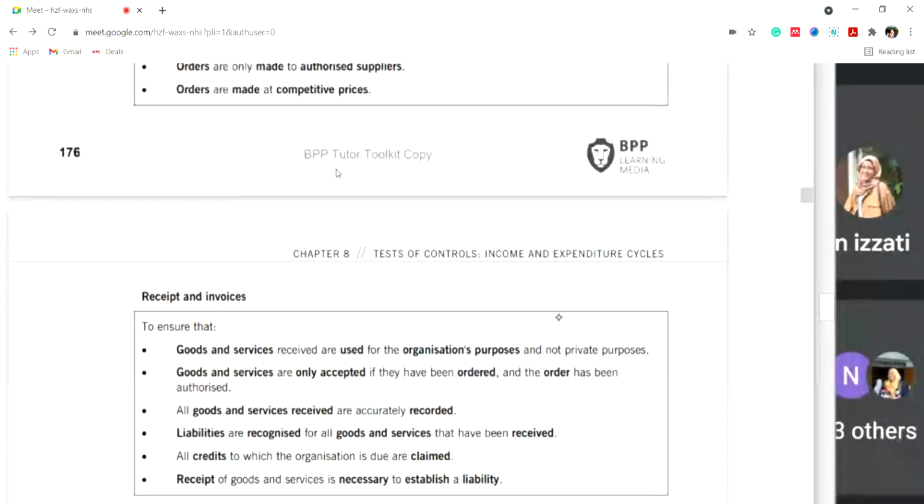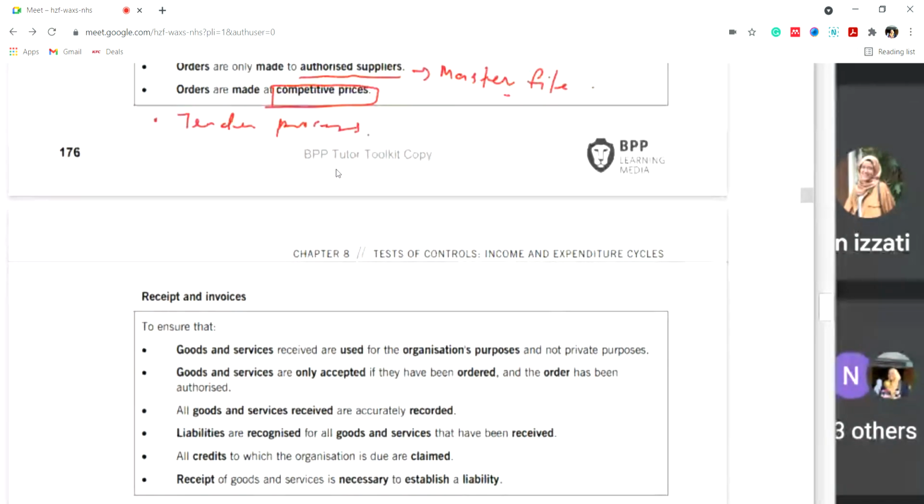Orders are only made to authorized suppliers, which means you have to look at whether the company orders the goods from their master file. And then orders are made at competitive prices. Sometimes they have a procedure for inviting suppliers. Sometimes they do not look at the master file yet, but maybe they have a big project, so they might use the tender process.